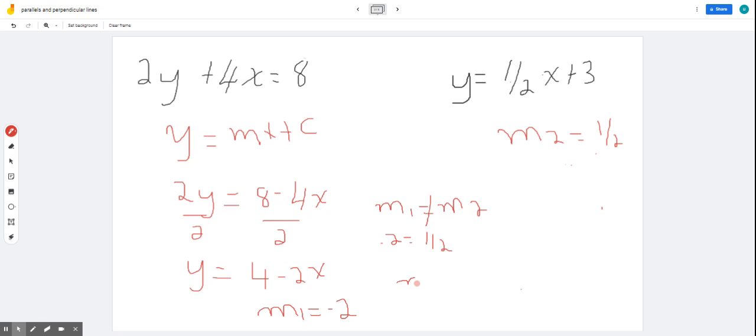Now the next step is to multiply the gradients. And if we get minus 1, then we can say that they are perpendicular. So minus 2 times a half gives me minus 2 over 2, which is minus 1. So we can say that because we get negative 1, these two lines are perpendicular, meaning that they're going to intersect.